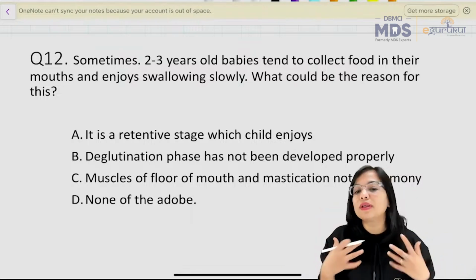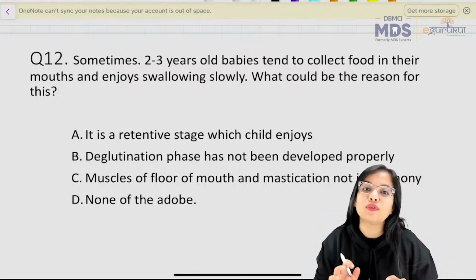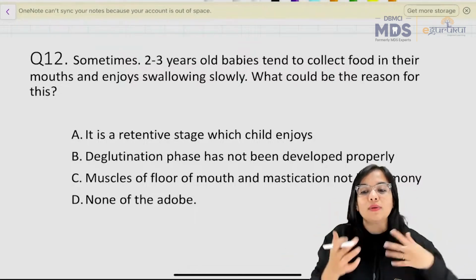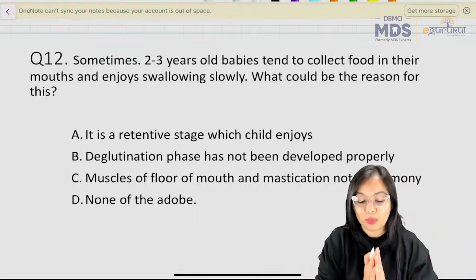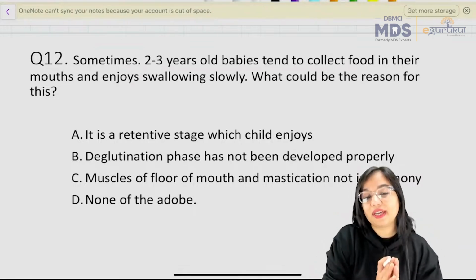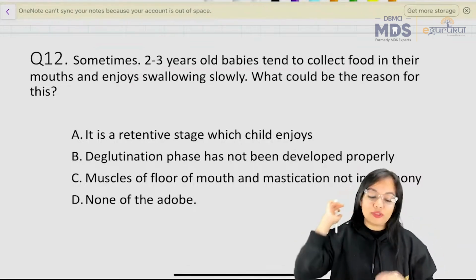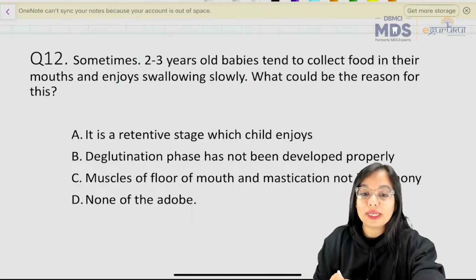So the child is simply lazy, he does not want to chew and swallow the food, he just wants to roll it around in the mouth. So yes, that's one. But a more scientific and relevant reason is one of these. Okay, so what exactly is the answer?